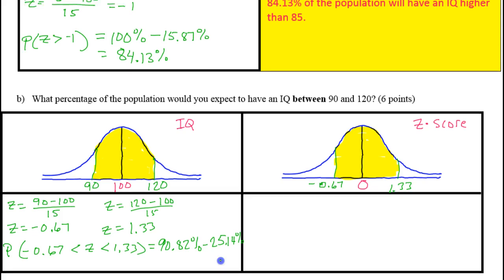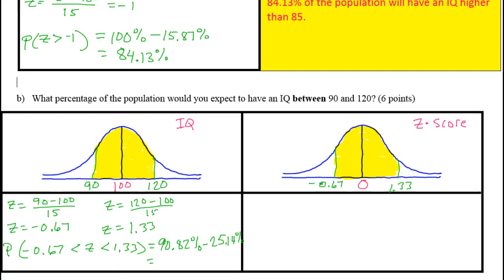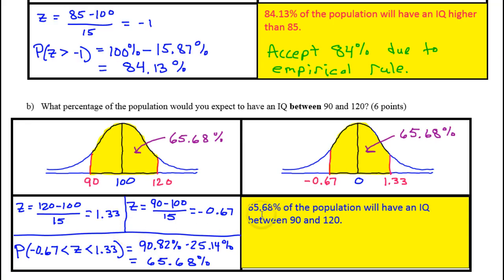%. So we will just subtract those and see what we get. And I'm getting 65.68%. Alright, so that means this shaded part of the graph is 65.68% of the data, which then means that this part of this graph is 65.68% of the IQ scores. So now I can write my sentence. 65.68% of the population will have an IQ between 90 and 120.